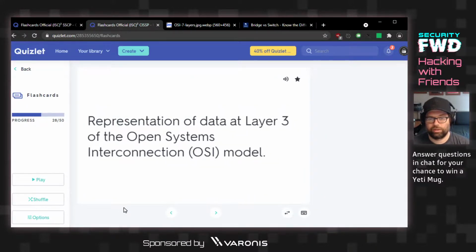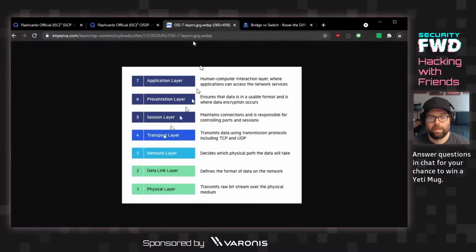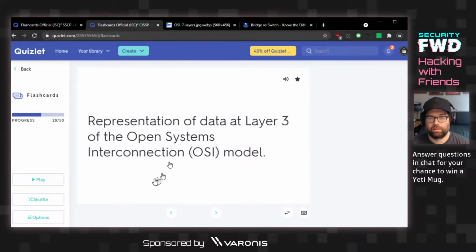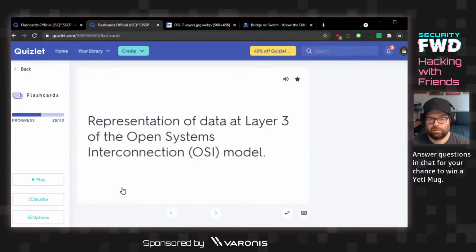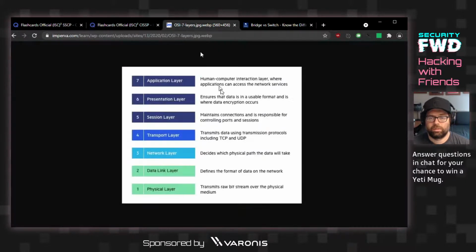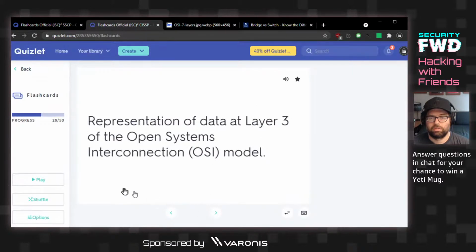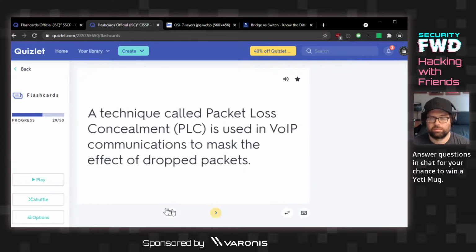Representation of data at layer 3. This would be IP, which is the transport layer. It's a packet. All right, I messed something up. Let's see. 3, network decides which physical path. It's a packet. All right, so we got bit, frame, packet. Okay. And then, okay. Slowly it's coming together.